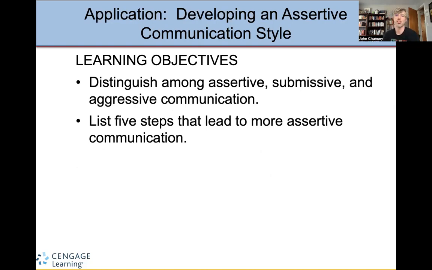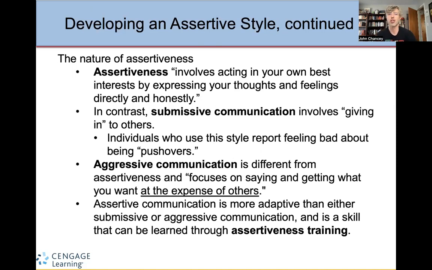Okay, developing more of an assertive communication style. How do we go about doing that? So distinguishing among assertive, submissive, and aggressive communication, and list 5 steps that lead to more assertive communication. Assertiveness is simply acting in your own best interest by expressing your thoughts and feelings openly and honestly. This is different from submissive communication, which might involve giving in to others, not openly and honestly expressing how you really feel, and a lot of times this might feel like you're being pushed over. This is also in contrast with aggressive communication, which is focusing on saying and getting what you want, even at the expense of others. Even if it's your truth, your attempt is more to hurt somebody else.